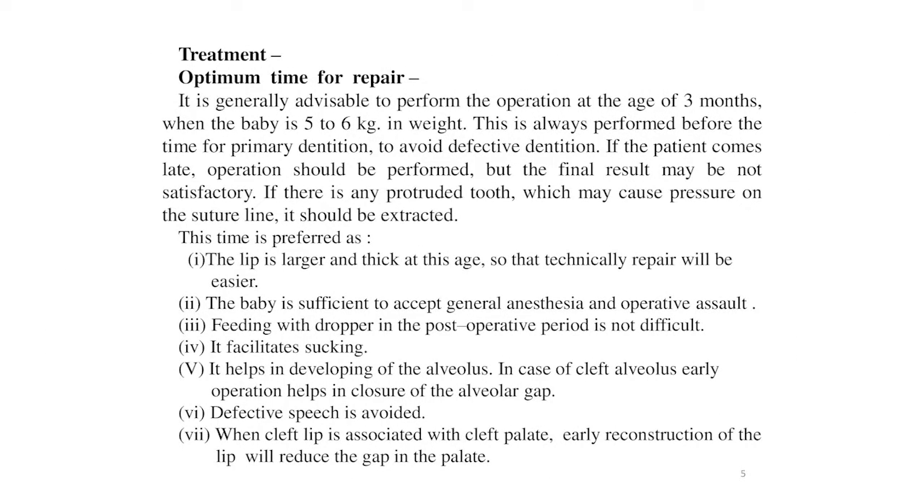It is generally advisable to perform the operation at the age of 3 months when the baby is 5 to 6 kg in weight. This is always performed before the time of primary dentition to avoid defective dentition. If the patient comes late, operation should be performed but the final result may not be satisfactory. If there is any protruded tooth which may cause pressure on the suture line, it should be extracted.